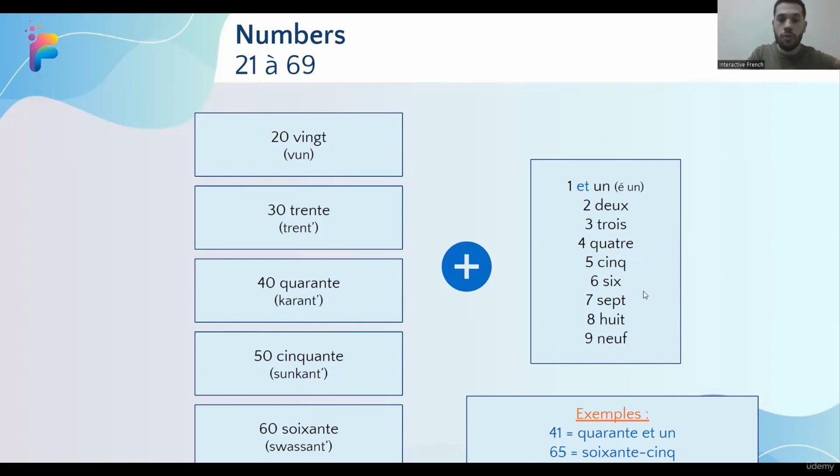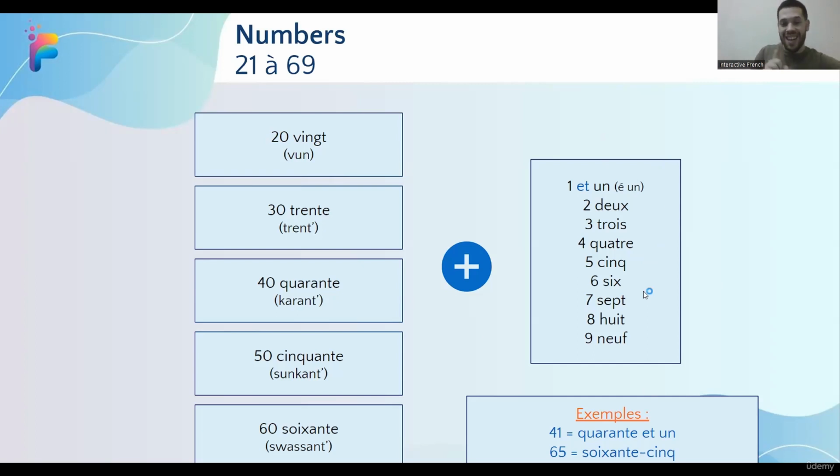31, 32, 33, 34, 35, right? Same for 30. 45, 46, 47, 48, 49. Same thing with 40. 51, 52, 53, 64, 65, 66, 67, right? So that's how it works, okay?